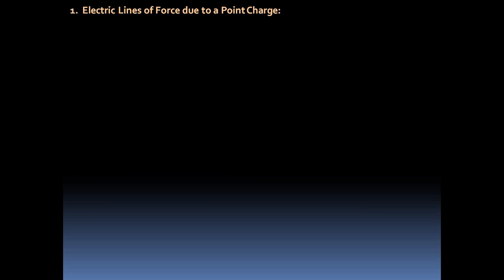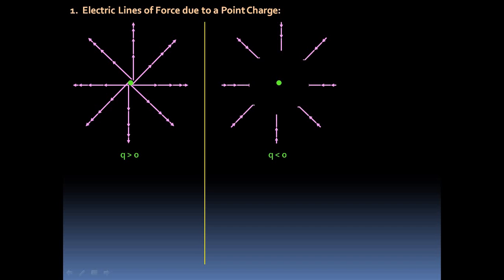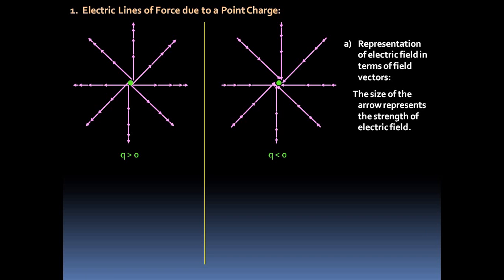Now we are studying electric lines of force due to a point charge. If I am taking a positive charge, then I will be getting this kind of electric field lines, and if I am having a negative charge, then all the field lines will be approaching towards it. You can see here the difference between the sizes. The sizes represent the strength of the electric field. Near the charge, the electric field is more, and the farther we go, the electric field becomes lesser and lesser.